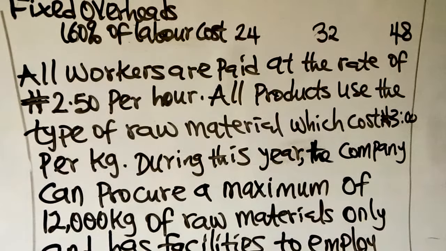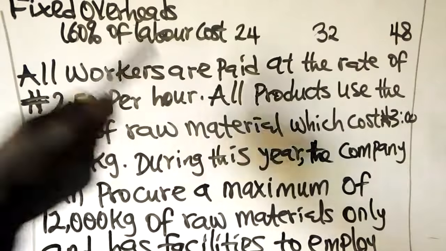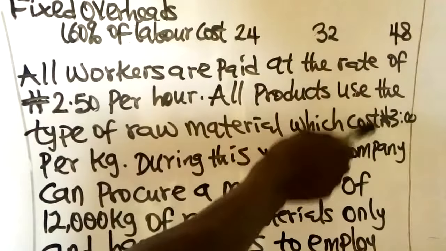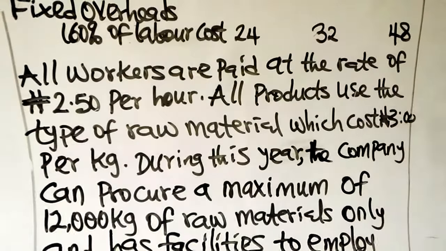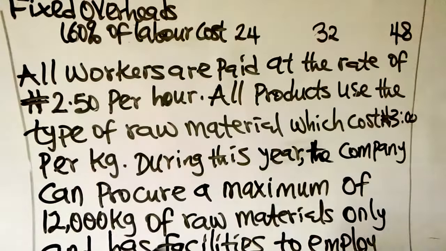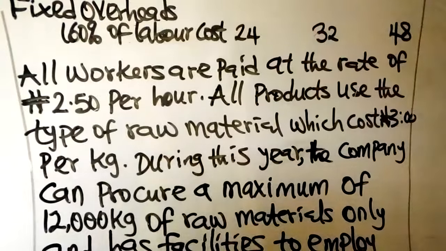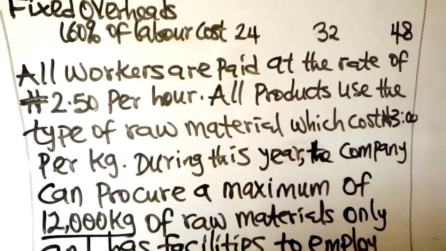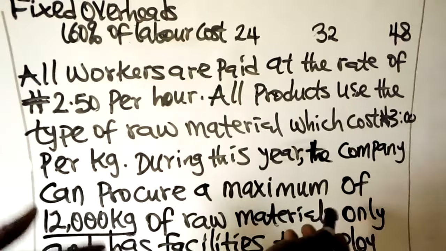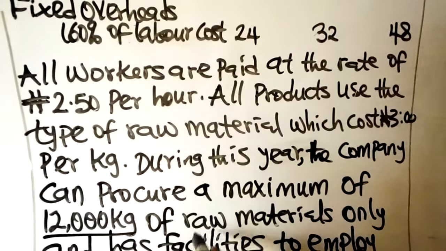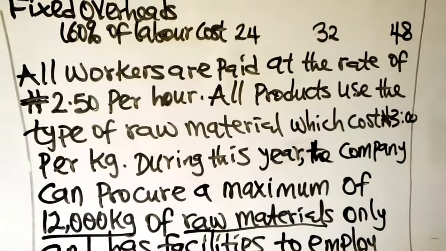Then you were told that all workers are paid at the rate of 2 naira 50 kobo per hour. All products use the type of raw material which costs 3 naira per kg. During this year, the company can procure a maximum of 12,000 kg of raw materials only. That is the maximum they can procure. That means materials is one of the limitations. If they can get more than 12,000 kg, then they will wish to obtain more materials. So that means material is one of the limitations.